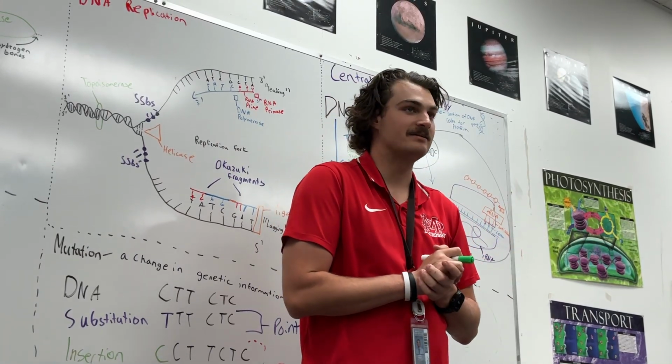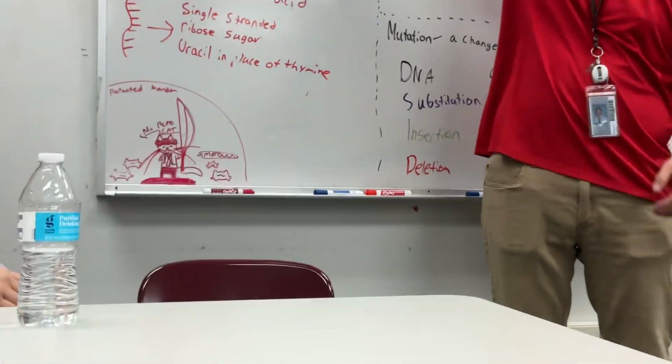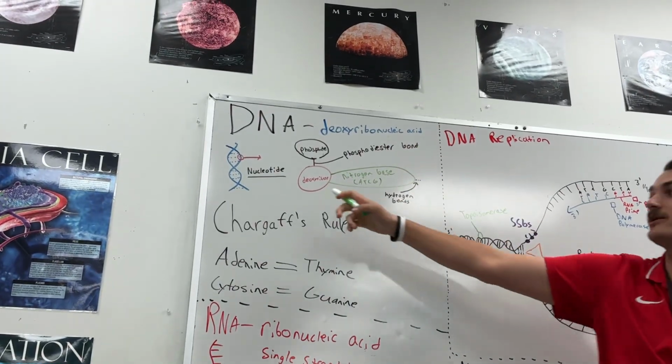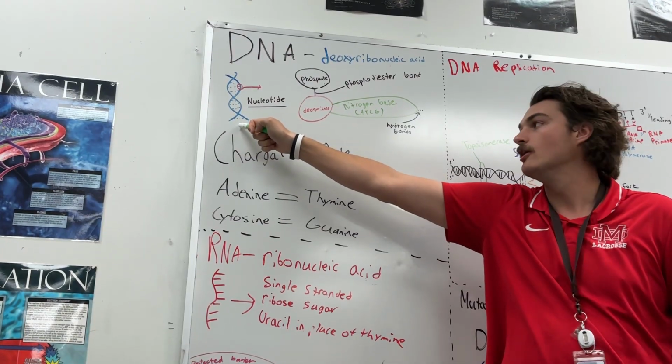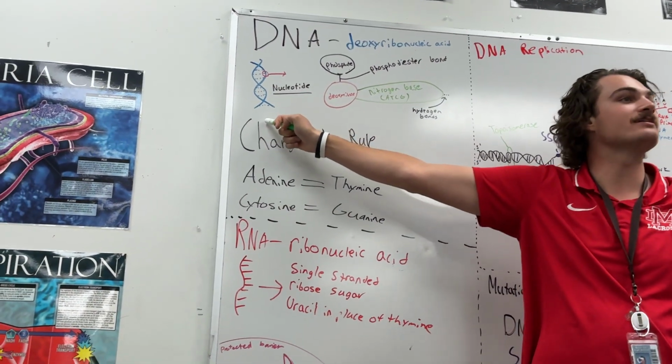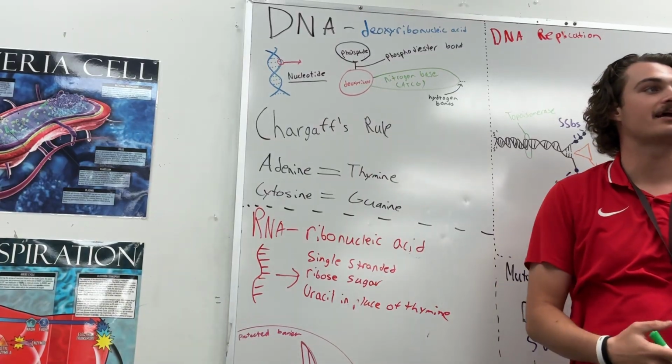This unit was about DNA. DNA stands for deoxyribonucleic acid, and in which case it's going to be in a double helix twisted ladder-like structure. You'll find DNA in the nucleus of every single one of your cells, and it stores your genetic information.